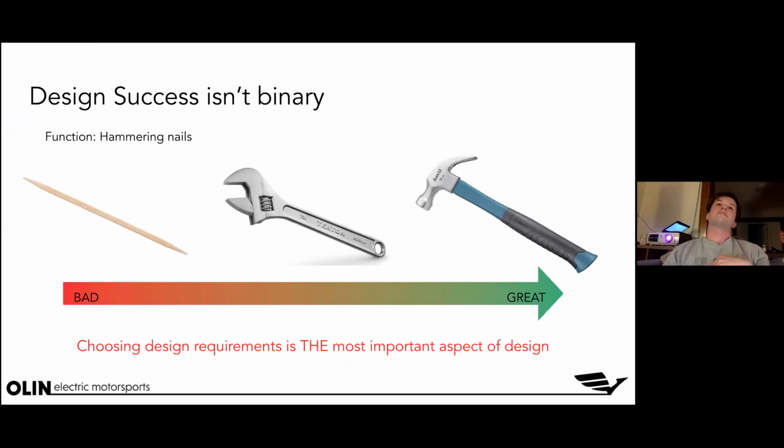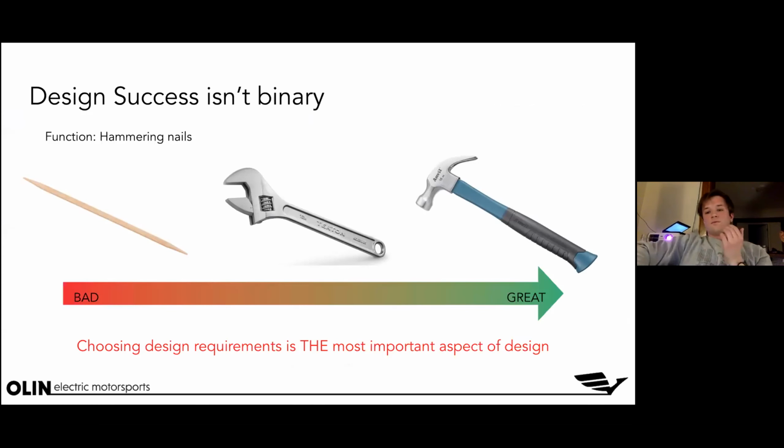And so in this case, if your function is hammering nails, your toothpick is really bad at it, but a hammer is really great at it. And there's actually a continuous range in between of things that are okay at functions they weren't designed for, or were maybe designed improperly. And so what that gets to is the idea that choosing design requirements is the most important aspect of design.